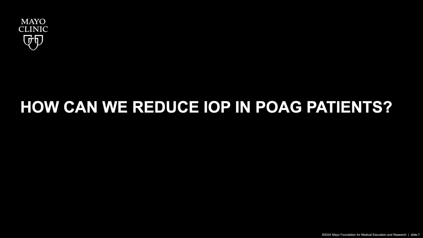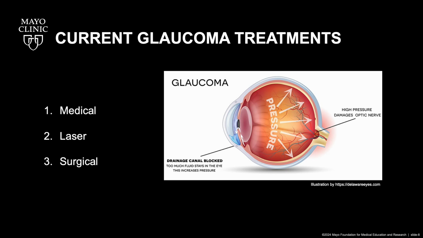So given that, how do we reduce intraocular pressure in glaucoma patients? Traditional glaucoma treatments are categorized into medical, laser, and surgical approaches. Medications like prostaglandin analogs and beta blockers are often the first line, but long-term compliance can be challenging. So other options are laser and surgical approaches.